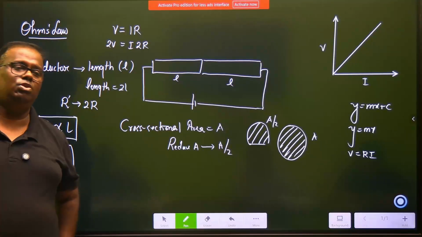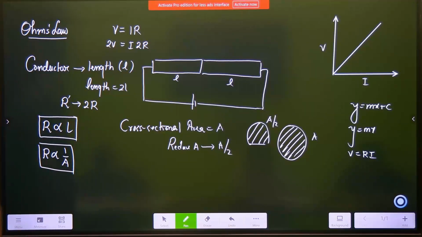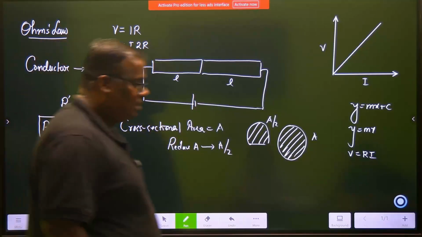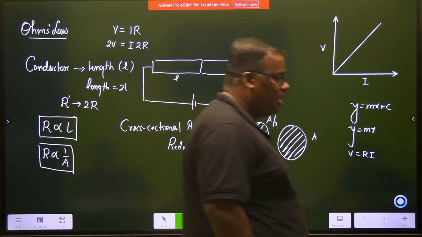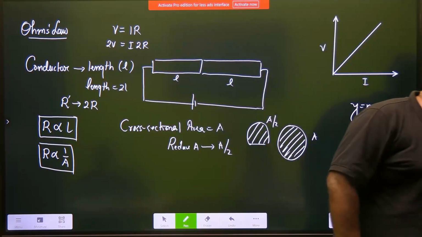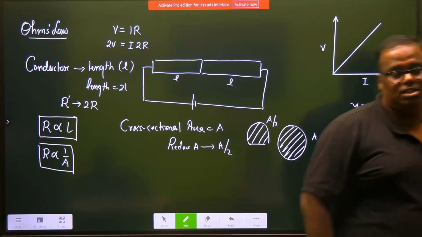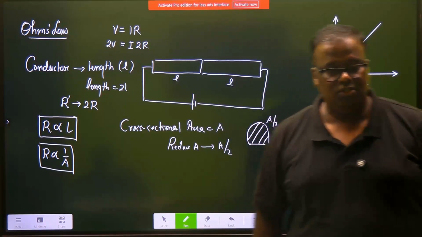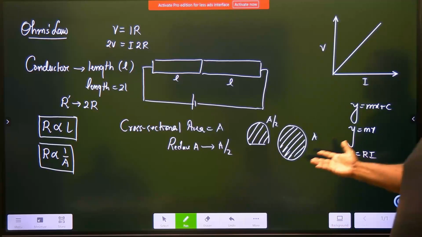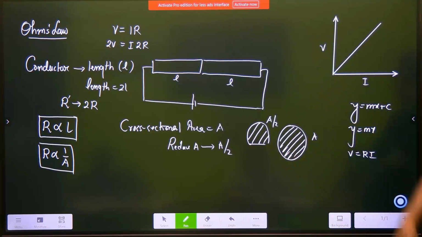All these things we used to do in grade 10, if you remember. We used to say the resistance varies directly with the length and varies inversely with the area. So today we just saw why it varies inversely with the area. Is this much understood? Right.